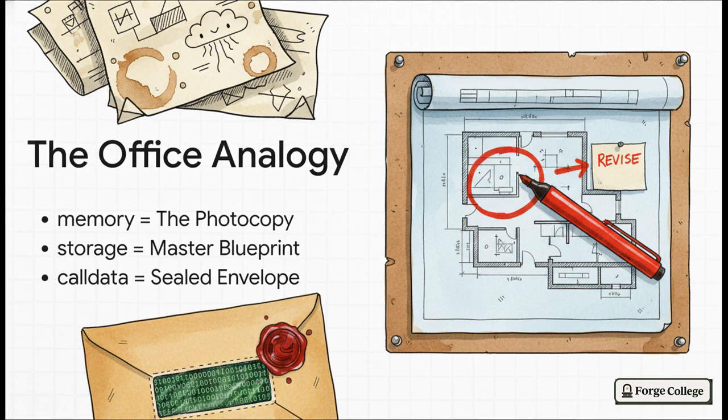If you walk up to that blueprint and make an edit with a marker, everyone sees it. You've permanently changed the official record. And calldata? Well, that's a sealed envelope. You can hold it, you can look through the clear window to read exactly what's inside, but you absolutely cannot break the seal or alter the contents.